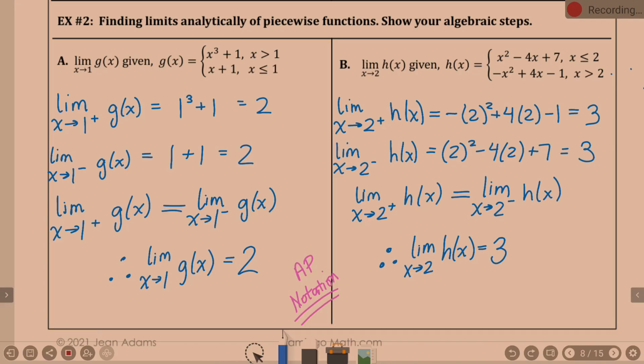Okay. We've got multiple different techniques to look at today. So I'm really just going to keep moving through techniques. Piecewise, you've got to check out both sides and make sure they're equal. Okay.